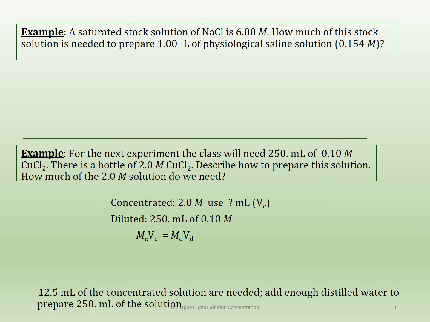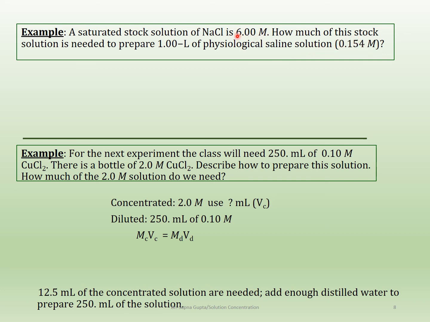So here are a couple of calculations that we can do for dilutions. The first calculation here is: a saturated stock solution of sodium chloride is 6 molar. How much of this solution is needed to prepare 1 liter of physiological saline solution, which is 0.154 molar?